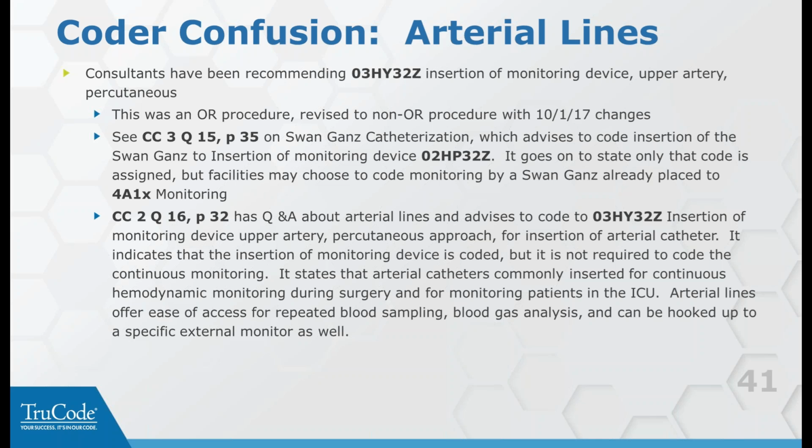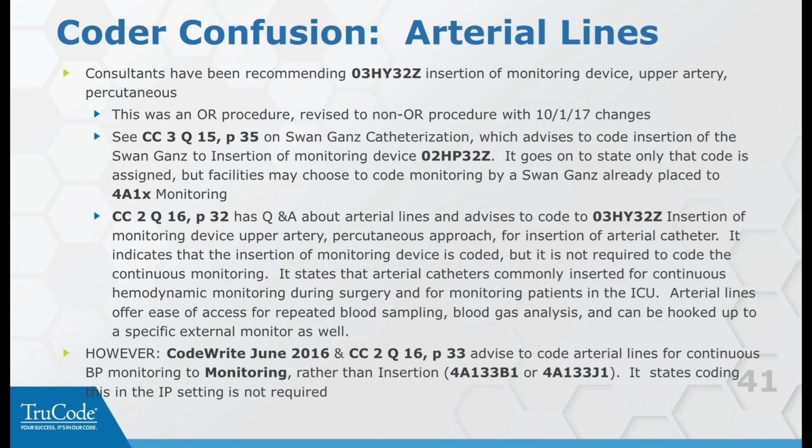analysis, etc. However, there was also a code write that came out in June 2016 and a coding clinic on the next page after page 32 in that second quarter 16 that says if you're doing an arterial line for just continuous blood pressure monitoring, to code that to monitoring rather than insertion. And it also goes on to state that those are not really required in the inpatient setting. So make sure that if you're coding arterial lines in your facility that everyone is on the same page about how you're going to code those, when you're going to code to insertion, and when you're going to code to monitoring, etc.